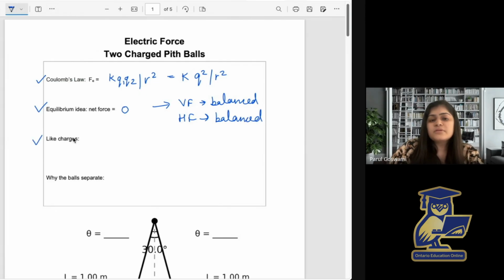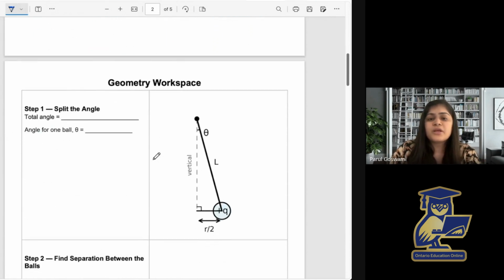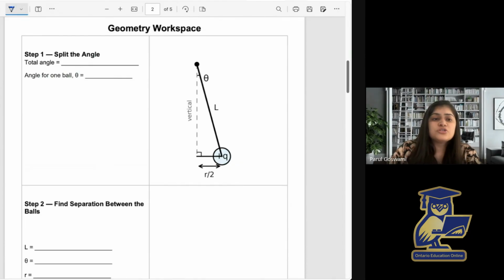Another concept: like charges repel each other. And why do the balls separate? Because of this property of the charges, that they repel each other if they are of the same nature. Now let's work on the geometry. The question says the total angle between the two threads is 30 degrees.